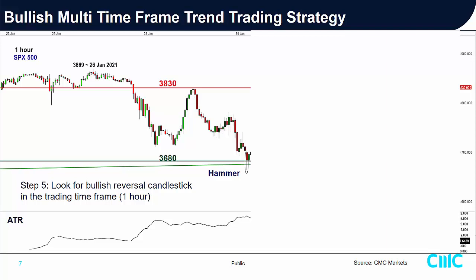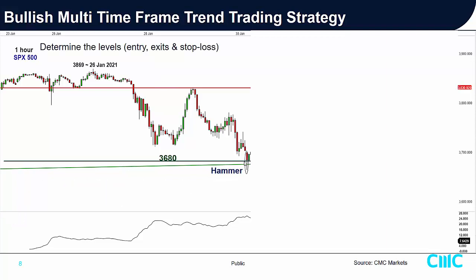That means it tends to increase the odds of a potential bullish reversal at this 3680. So from there, I could actually determine now my levels. That means we are already determining the exit. So now it's the entry as well as the stop loss. So let me touch on the entry level first.